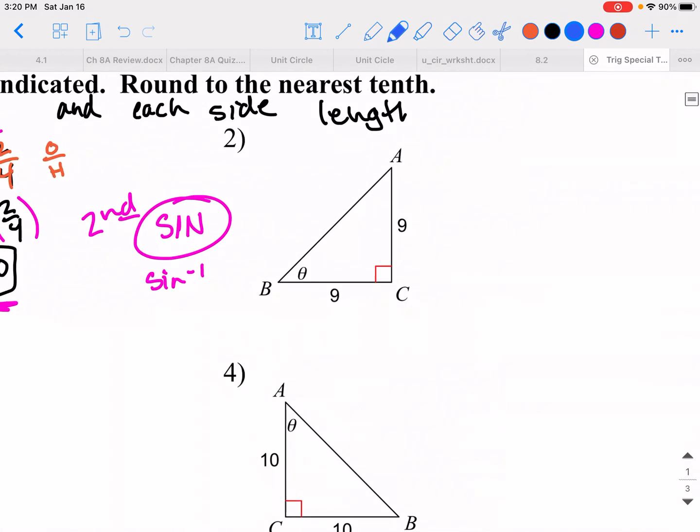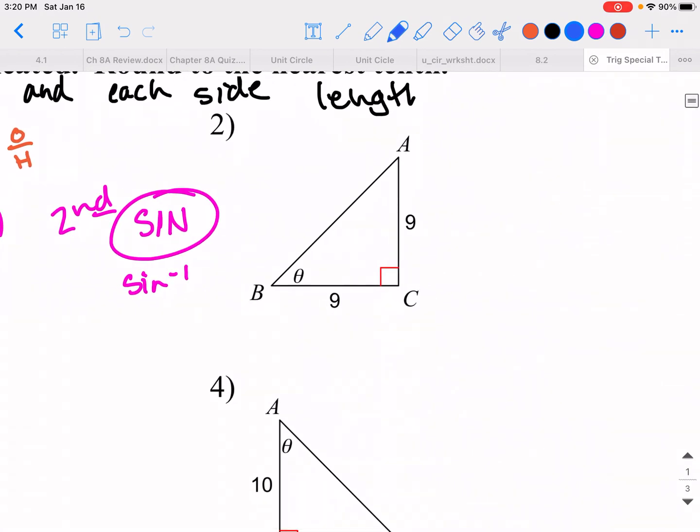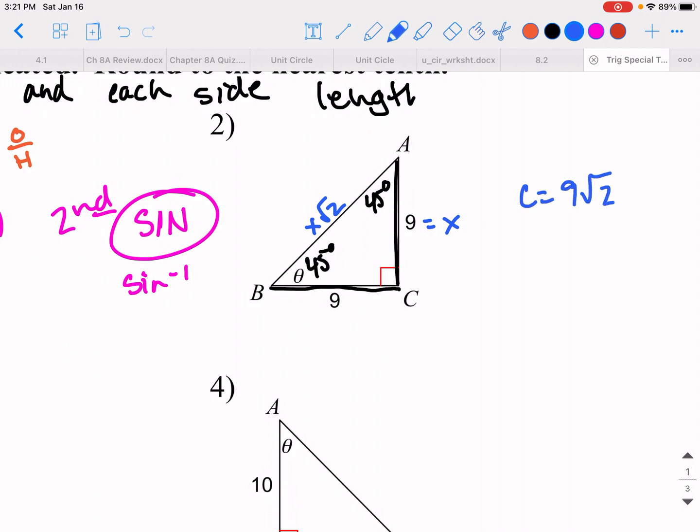Okay, let's go ahead and look at number 2. Now, I can do less work on this, honestly. I can see that my 2 legs are equivalent to each other, 9 and 9. So that tells me this is a 45, 45, 90. So I already know theta is 45, A would be 45. And then to get my hypotenuse, the 45 sides are just your generic x. So then your hypotenuse is x multiplied by square root of 2. So then my hypotenuse, C, would be 9 square root of 2.